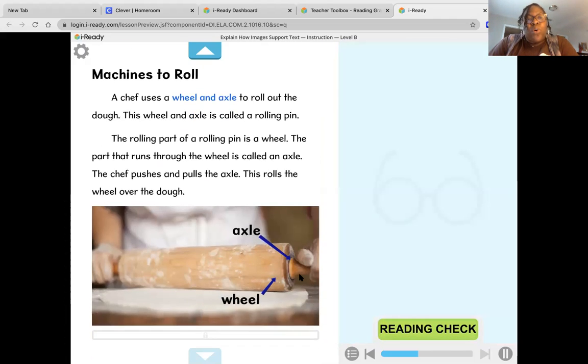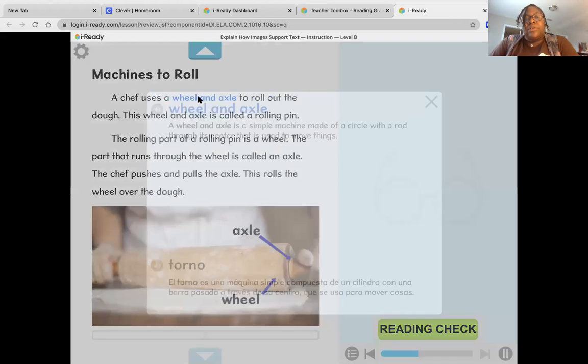Machines to roll. A chef uses a wheel and an axle to roll out the dough. This wheel and axle is called a rolling pin. The rolling part of a rolling pin is a wheel. The part that runs through the wheel is called an axle. The chef pushes and pulls the axle. This rolls the wheel over the dough.